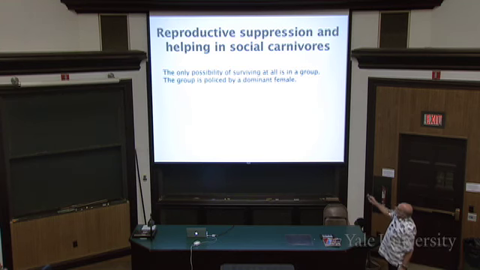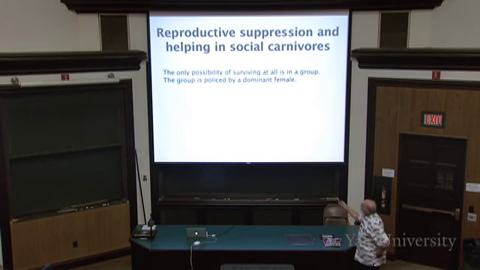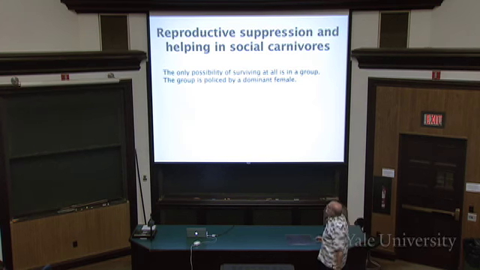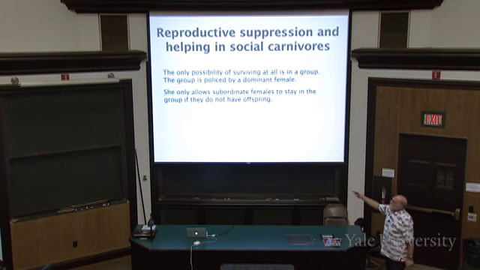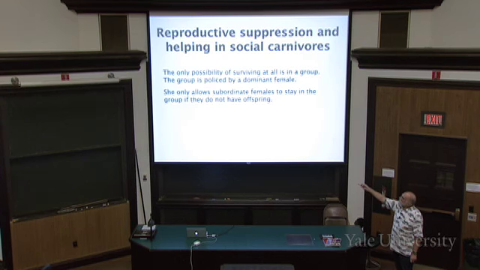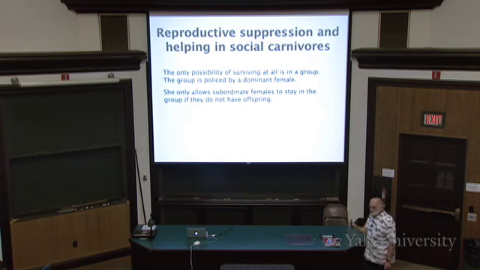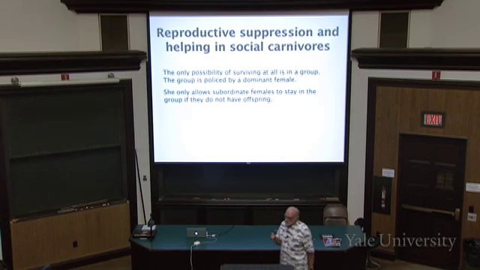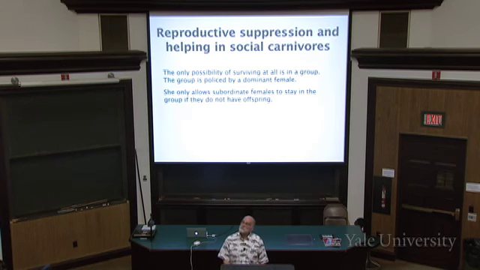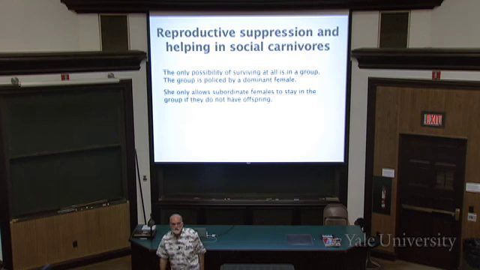So let's take a look at social carnivores. If the only possibility of surviving at all is to be in a group, and if that group is policed by a dominant female, then she has the opportunity of telling subordinate females that they've got to stay in the group even if they don't have offspring and help her out. Because even if it's going to take them a long time to grow up and wait for her to die, their chances of reproducing by doing so are greater than if they left the group. I've been with the meerkats on the border between South Africa and Botswana.